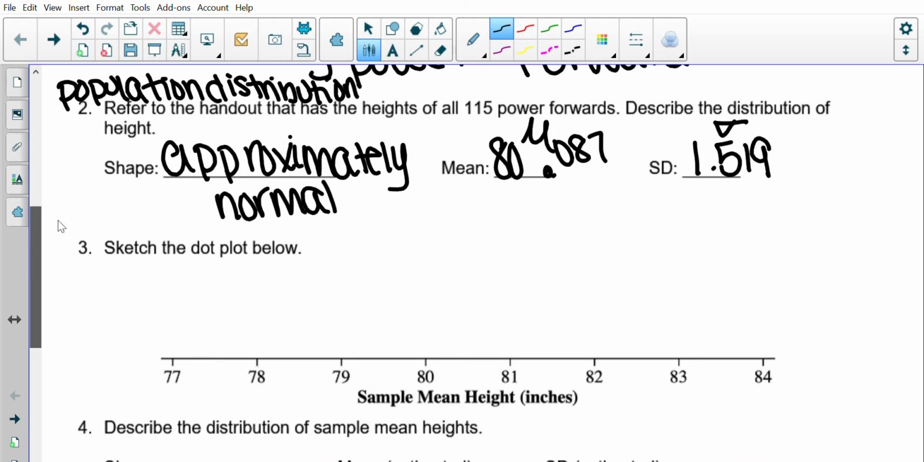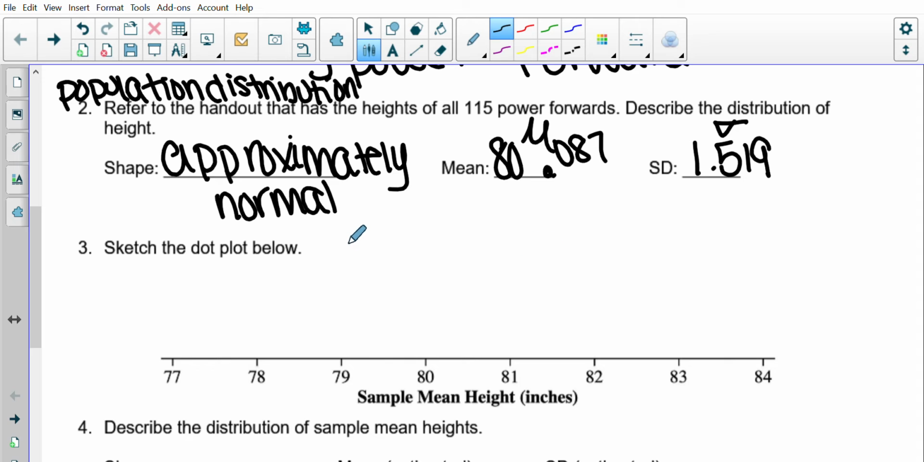Now, if we were in class, actually, you know what, why don't we do this? Before we sketch this dot plot, what I want you to do is take a random sample of 5 power forwards, and I want you to find their mean. So for instance, the ones that I'm going to take, and I want you to actually write down which ones you used, okay, and there's going to be 5 of them, and then you're going to add them up and you're going to divide by 5.